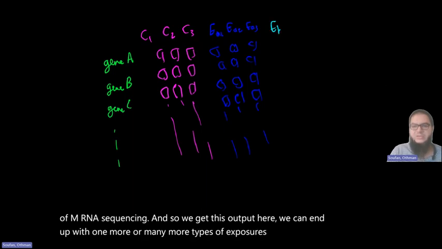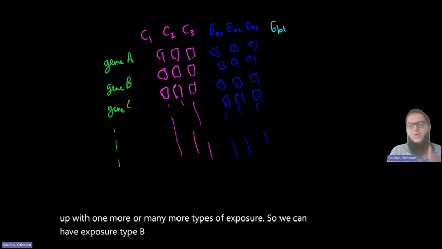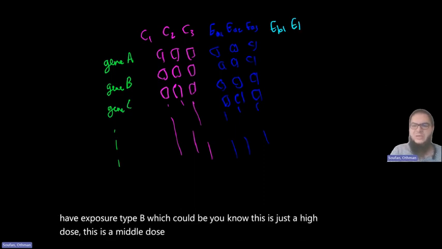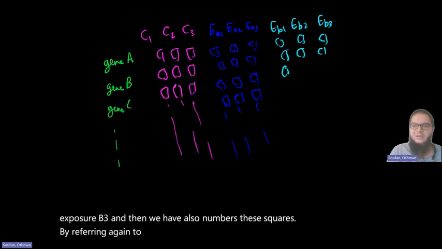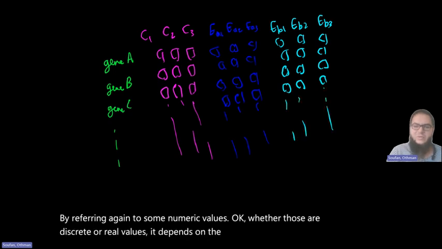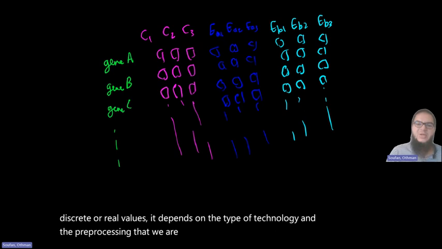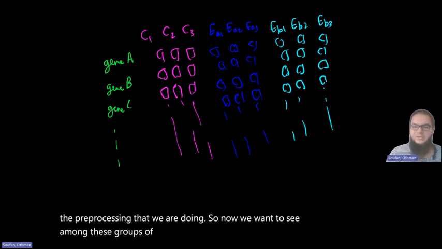So we can have exposure type B, which could be, this is just a high dose. This is a middle dose, depending on your own design. This is exposure B3, and then we have also numbers. These squares are referring again to some numeric values, okay? Whether those are discrete or real values, it depends on the type of technology and the pre-processing that we are doing.